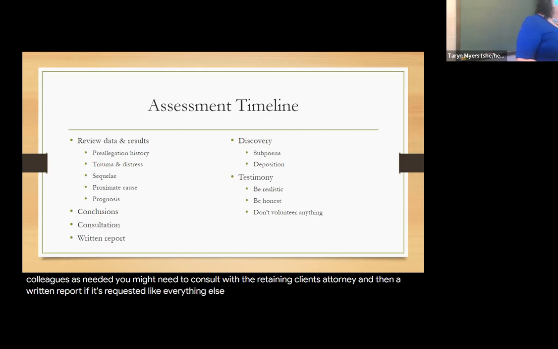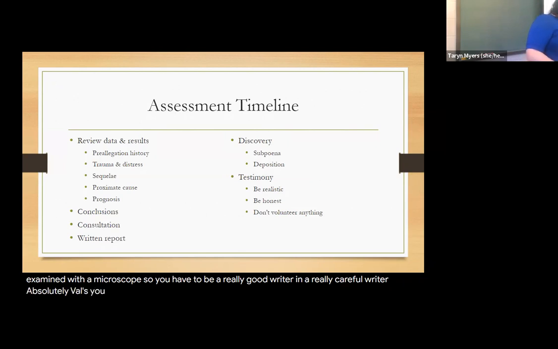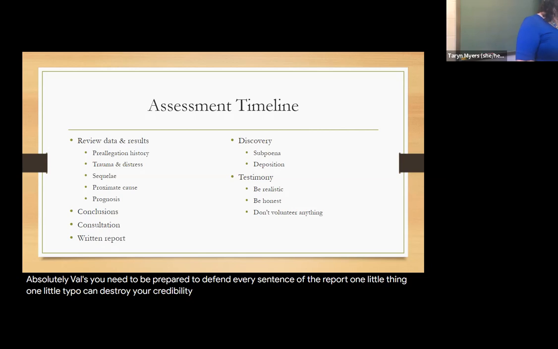Like everything else that we've talked about in this class, this will be examined with a microscope. So you have to be a really good writer and a really careful writer to succeed in these types of evals. You need to be prepared to defend every sentence of the report. One little thing, one little typo can destroy your credibility. And less is better. You want to make everything concise and clear.